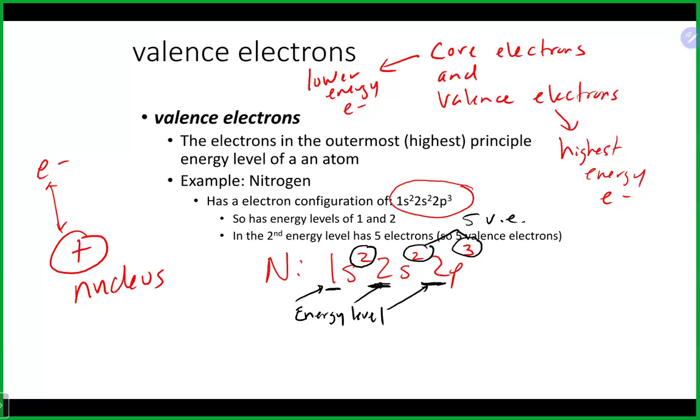Now you could write the electron configuration for an element, which we'll talk about obviously at the beginning of chapter 11. But the quicker way to determine how many valence electrons somebody has is to just look at the periodic table.